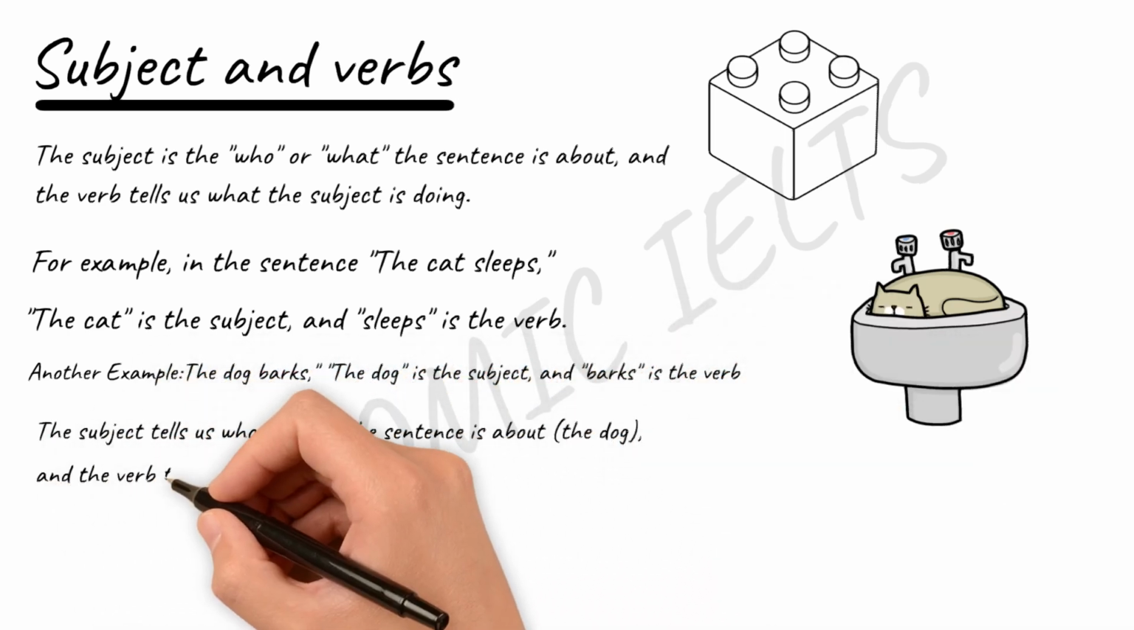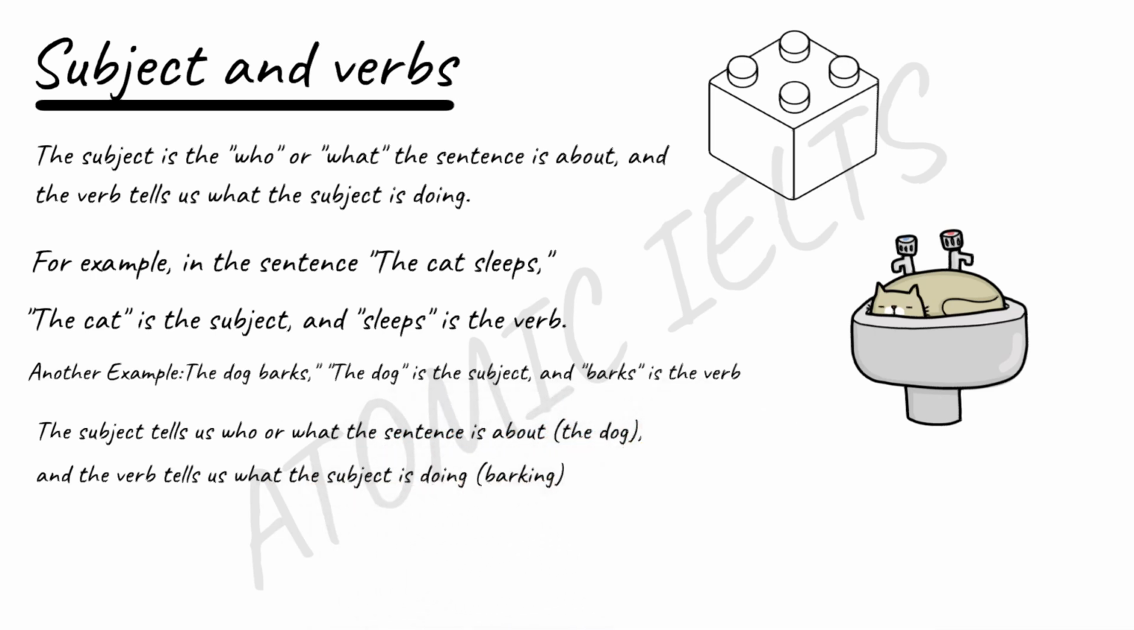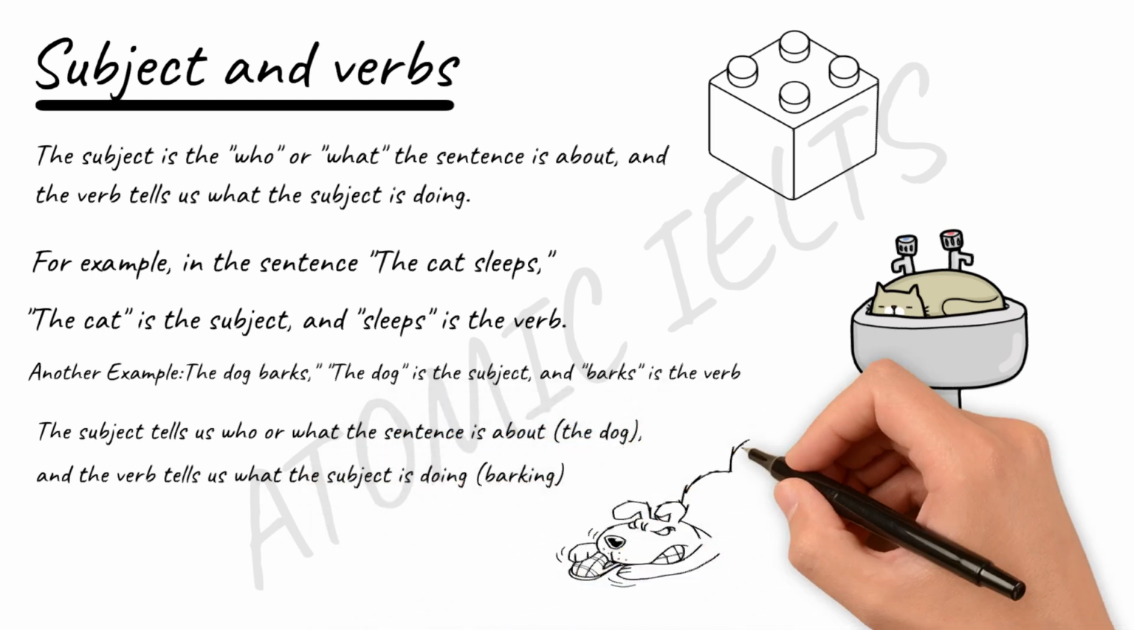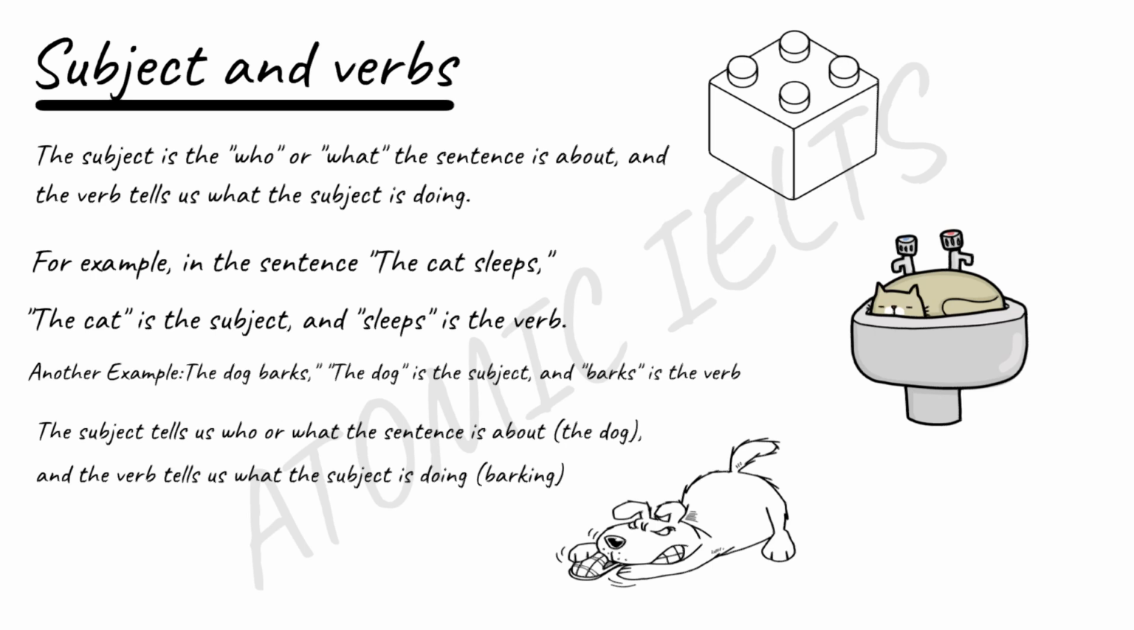In the sentence, "The cat sleeps," the cat is the subject and sleeps is the verb. Let's see one more example in a bit more detail. In the sentence, "The dog barks," the dog is the subject and barks is the verb. The subject tells us who or what the sentence is about, the dog, and the verb tells us what the subject is doing, barking. This simple combination of a subject and verb forms the basic building block of a sentence.